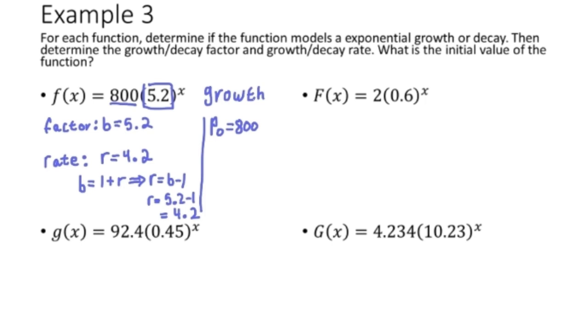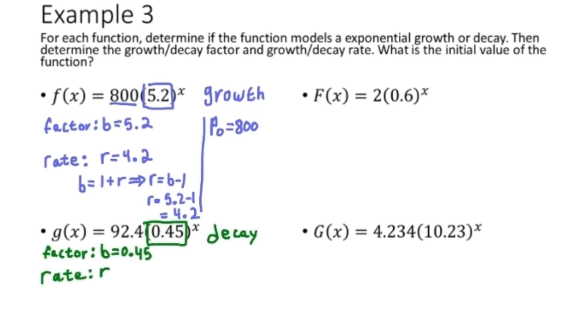Now, moving on to g of x underneath. To determine if it's a growth or decay, we'll look at the base of what's being raised to the x power, and we see that's 0.45. Since 0.45 is less than 1, this function would represent an exponential decay. Well, what would be our decay factor, which is b? Well, that's the base of what's being raised to the x power, which is 0.45. Next, what is our decay rate, which is r?